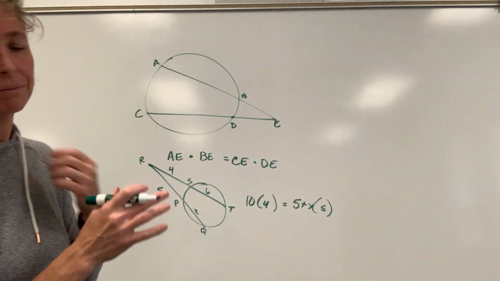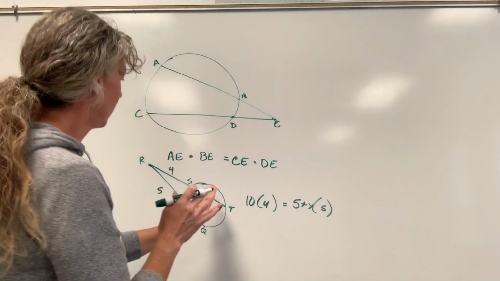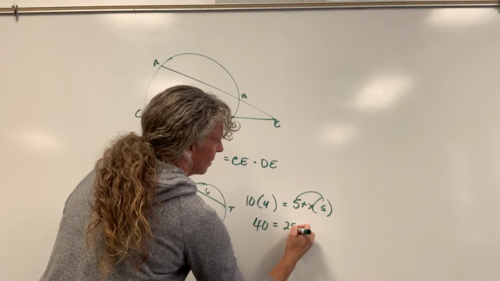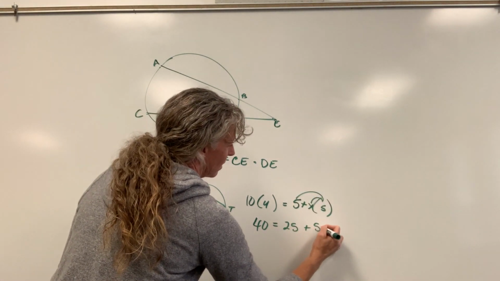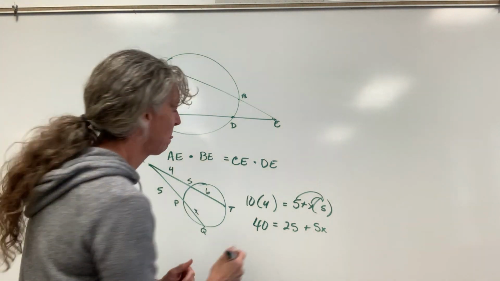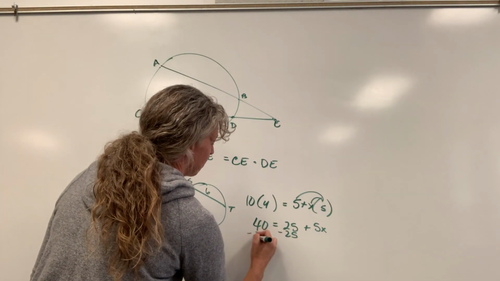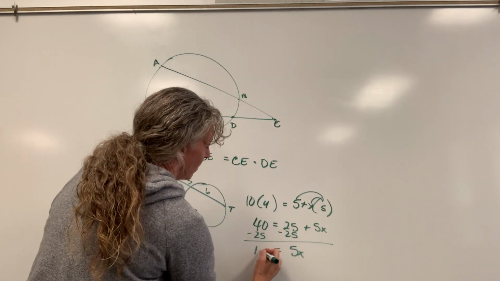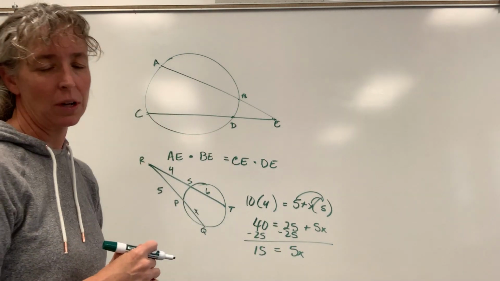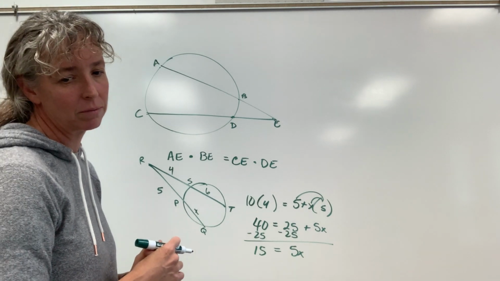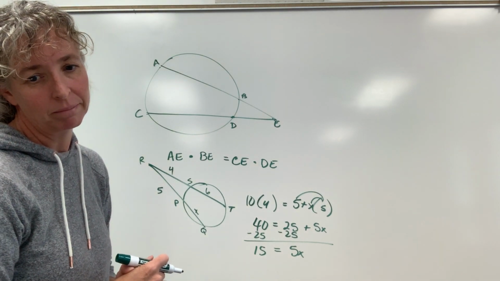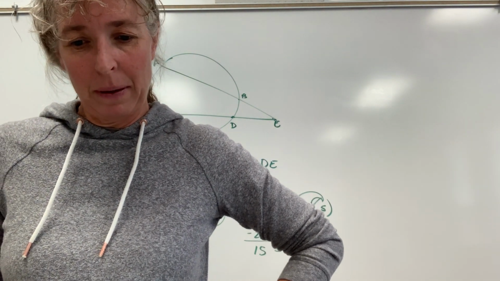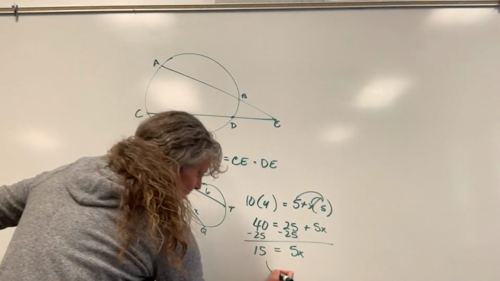All right. So we're going to go ahead and simplify this. This is 40. 5 times 5 is 25. 5 times x is 5x. So far, so good? Subtract your 25. 25, 35, 40, is that 15? Okay, and we're going to divide, and what's x going to equal? 3. Yep, 3. Perfect.